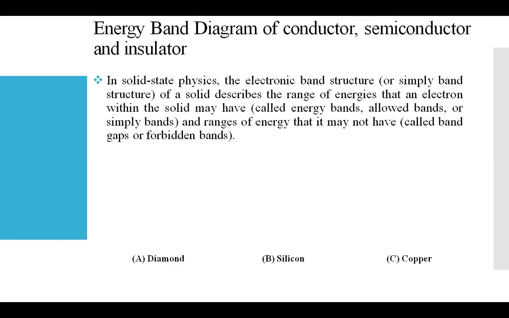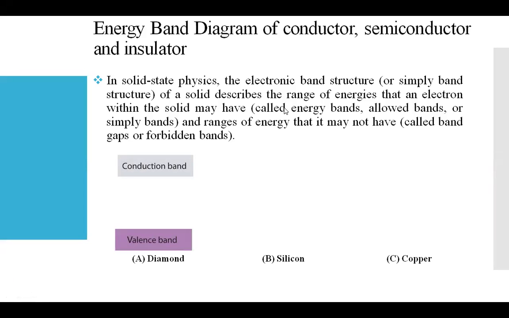So it simply describes the range of energy that electrons within a solid may have, the allowed band structure, or simply band structure. Whatever range of energy is not allowed, you can consider that as the band gap or the forbidden band. Now there are three examples given here. First is the diamond, second is the silicon, and the third one is the copper.